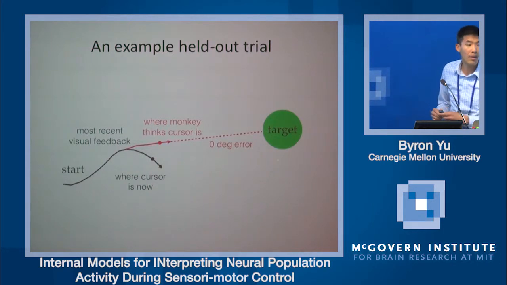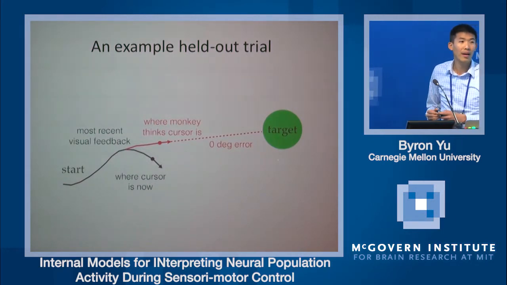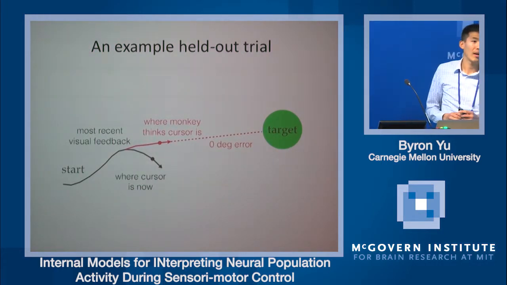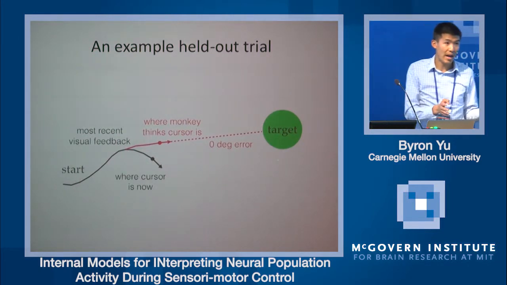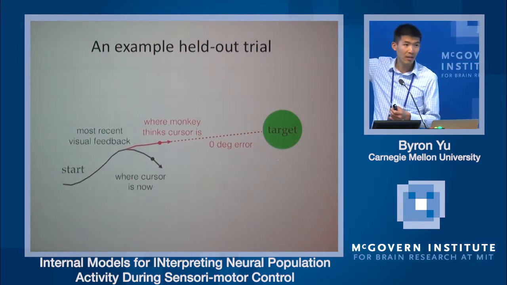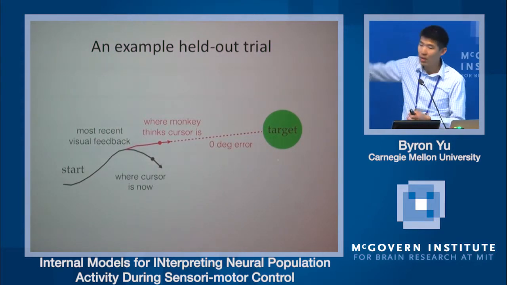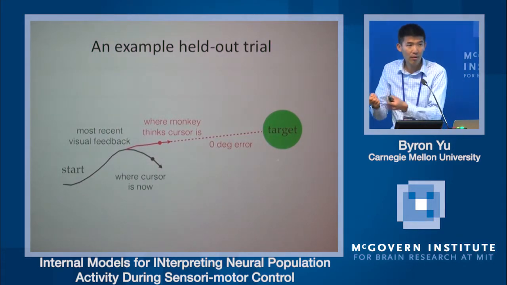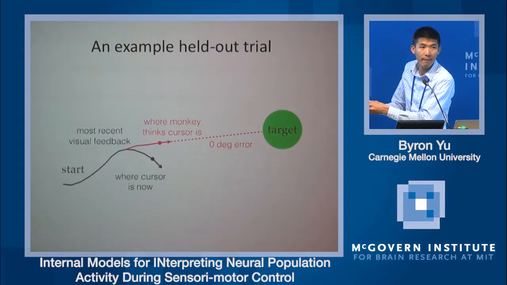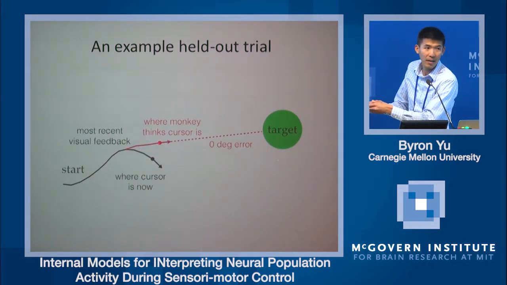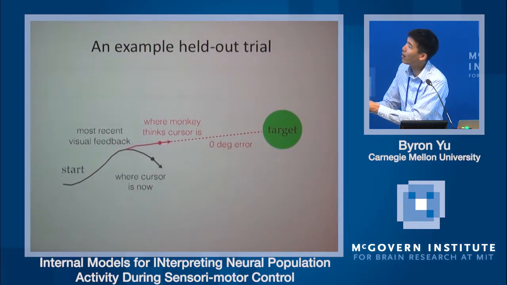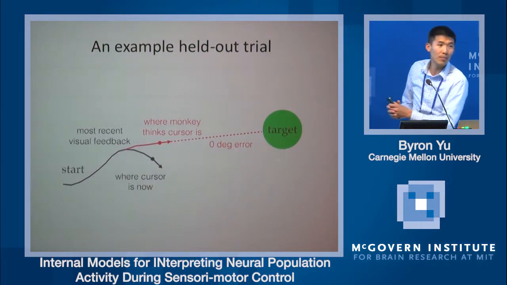How do you estimate what is in the monkey's mind? You basically assume at every stage that the monkey thinks the cursor is pointing directly to the target. In the training trials, we needed to assume that to get the parameters of the internal model. But this is a held-out trial, which was not used in model fitting. So we took those parameters and the neural activity that we recorded on this trial to propagate this sensory feedback forward in time to arrive at this point. Then we use the neural activity that we recorded at the next time point to ask where that sends the monkey's internal estimate.